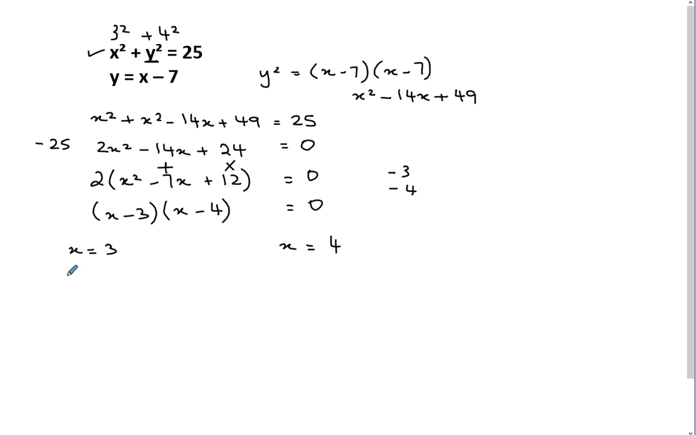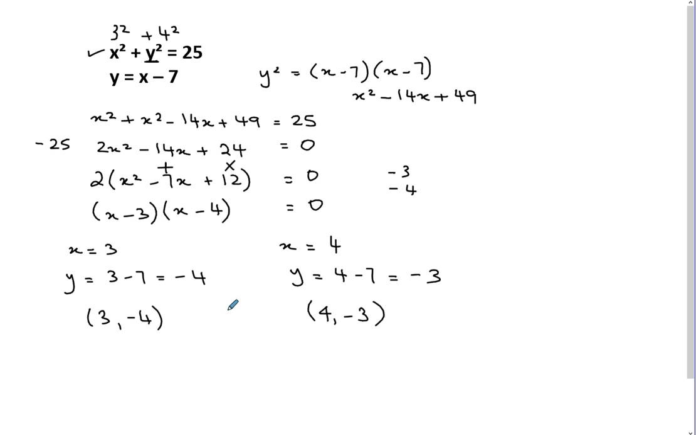So if x is 3, then from above y equals 3 minus 7, which is minus 4. And if x is 4, then y equals 4 minus 7, which is minus 3. So we've got 2 points of intersection, (3, -4) and (4, -3). And a smile comes on your face because it's just this mixture of 3's and 4's, which we knew all about. Okay, let's try sketch it just to confirm that it has the 2 points of intersection.